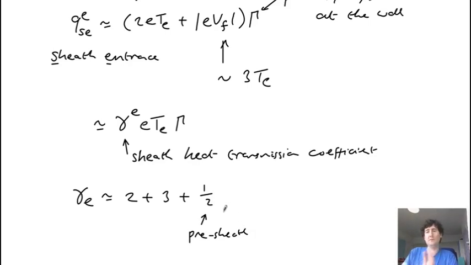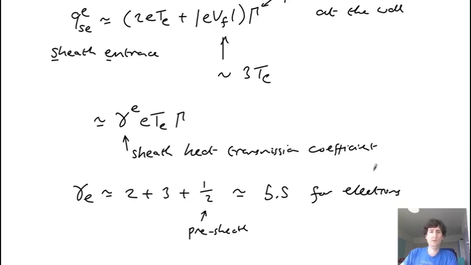Which, because it's removing some of the low energy electrons, means that more power is lost for a given number of particles, because the particles that are being lost are the high energy ones, and so the total sheath heat transmission for the electrons is roughly 5.5.